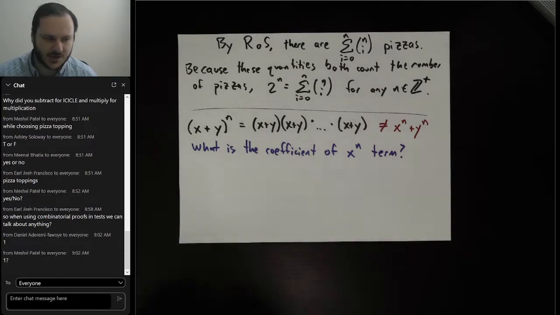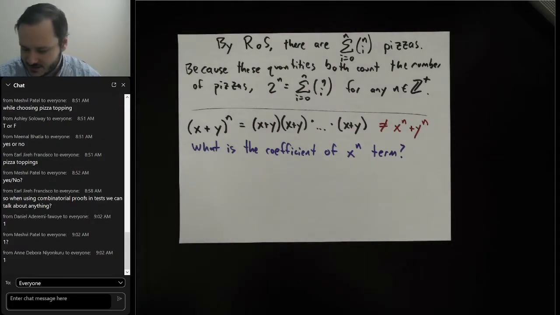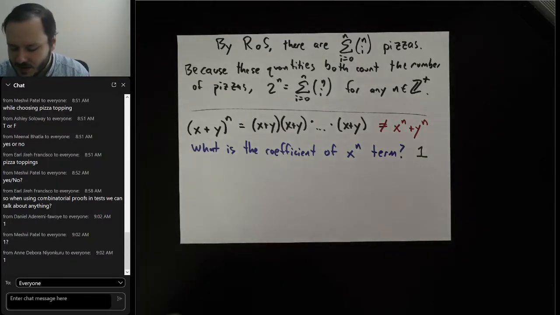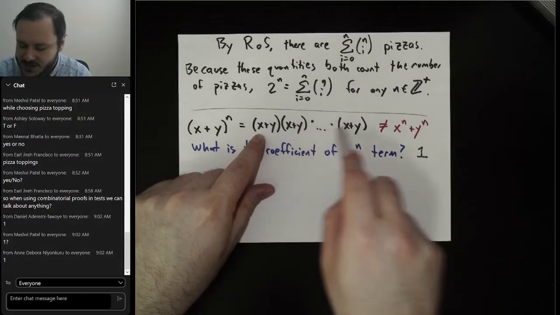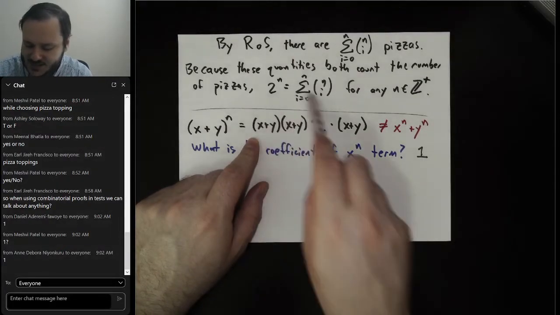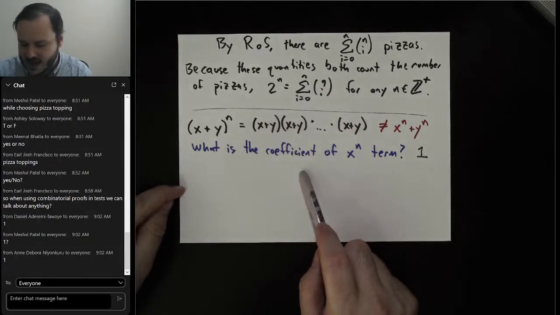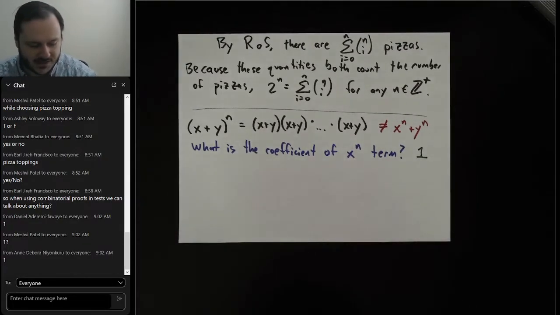How many different ways are there? Yeah, there's only one way to get x to the n. Just one. Because if I want x to the n, in every one of these things I'm multiplying together, I have to pick the x. So x times x times x times x. There's only one way of doing it. If I ever pick a y instead, then not only will I not have the correct power of x, I'll also have some y's in there.